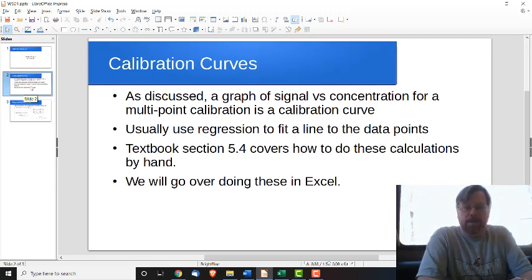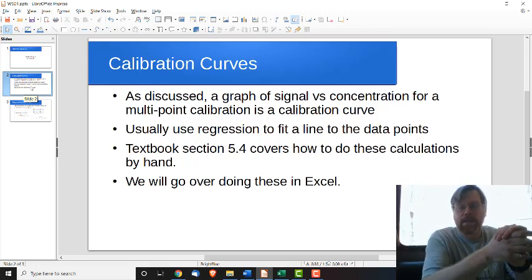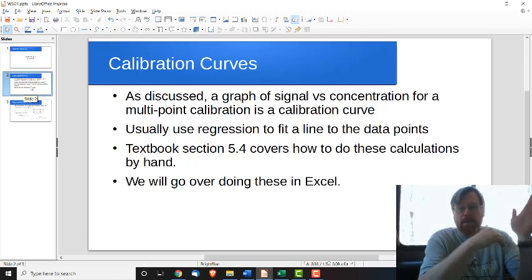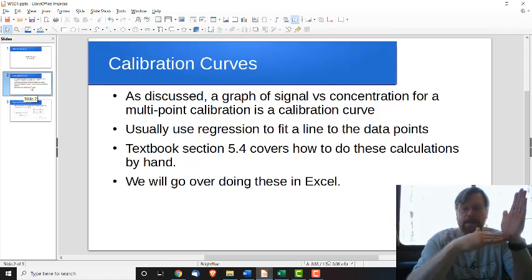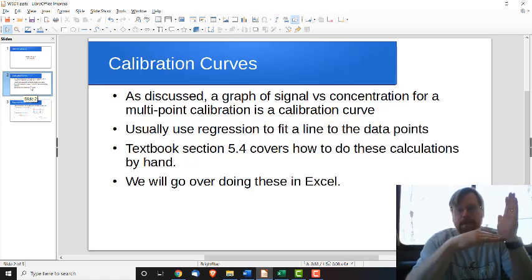Okay, today we are going to continue talking about Chapter 5. We're moving on to Section 5.4, which is on calibration curves. As we mentioned a couple of times, a calibration curve is a graph of the signal you're getting from your instrument against whatever it is that you're trying to measure. So very frequently it's absorbance of light at some wavelength versus concentration. Actually, I guess it's usually absorbance on the x-axis, concentration on the y.